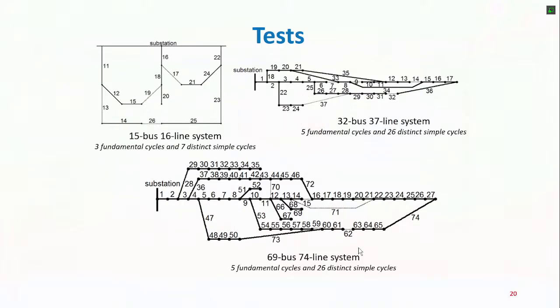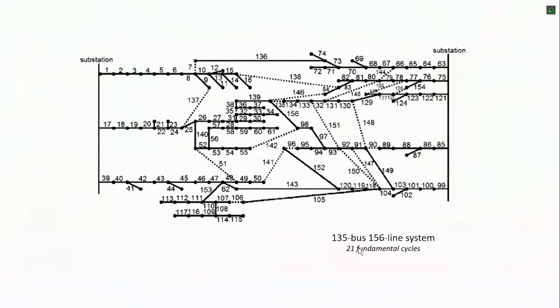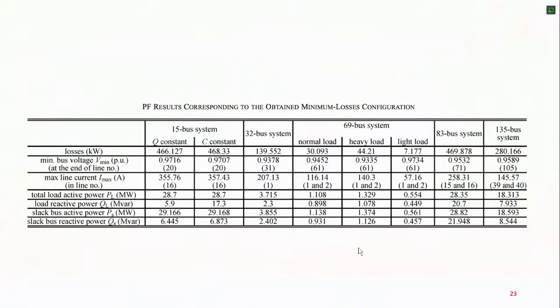So we can also see the other tests. You see here 15 bus, 32 bus, 69 bus systems. These are the typical networks used for this kind of testing in the literature. So we have compared these, and the 83 bus with 96 lines, and the 133 bus with 156 lines system. The larger the system, the larger the computational time. So I just anticipated the conclusion that we have seen here.